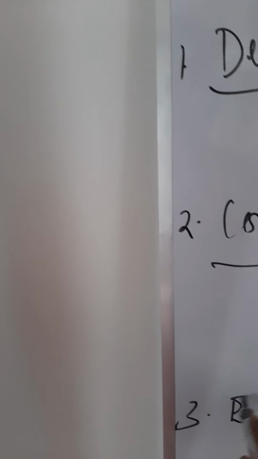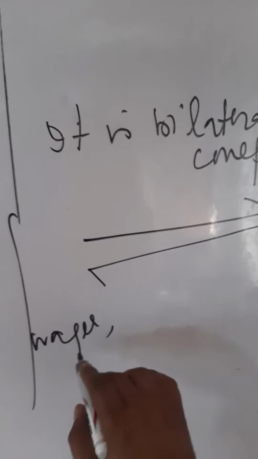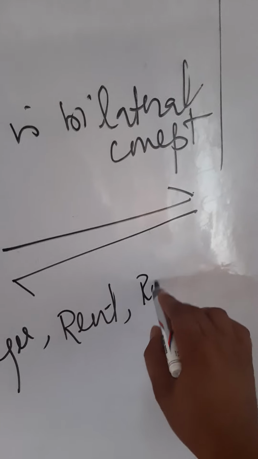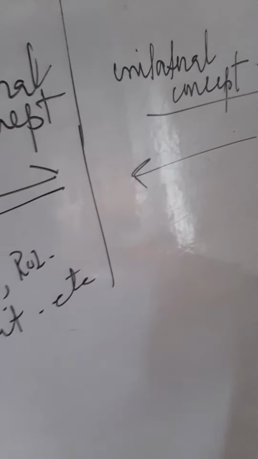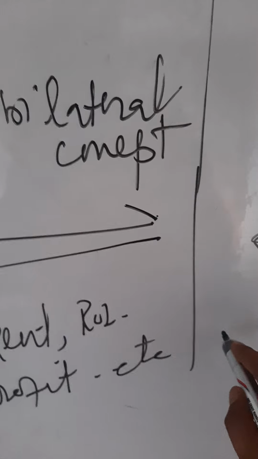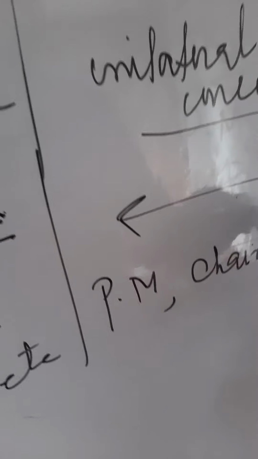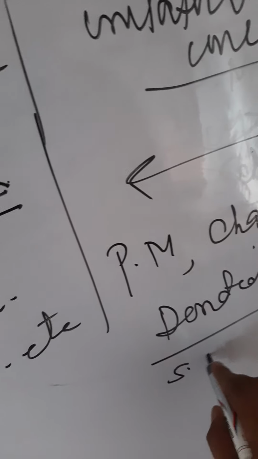So when we come to the third, we're going to write down the examples. In factor income, we're going to write down wages, rent, rate of interest, and profit. There can be many more. When it comes to transfer income, we're going to write down pocket money, charity, donations, scholarship, etc.